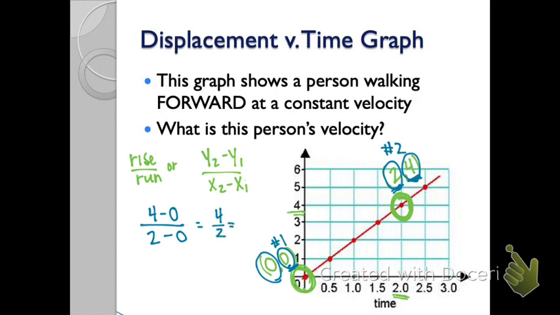And so when I reduce that down, what's it tell me? 2. My slope is 2. And how would I label my slope? What would my units be if this is meters and this is seconds? It would be meters per second. Just like we write out the unit for regular velocity, right? Meters per second.